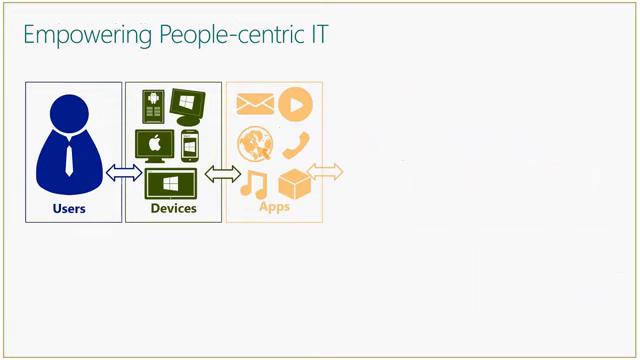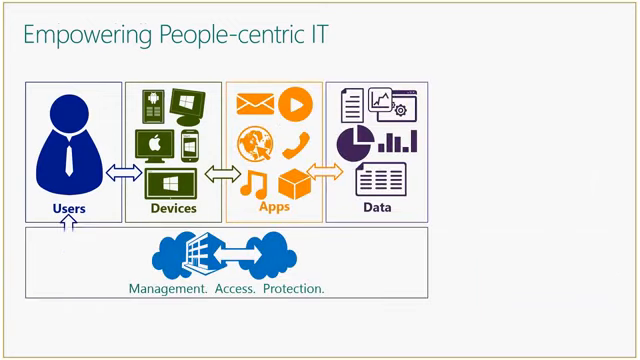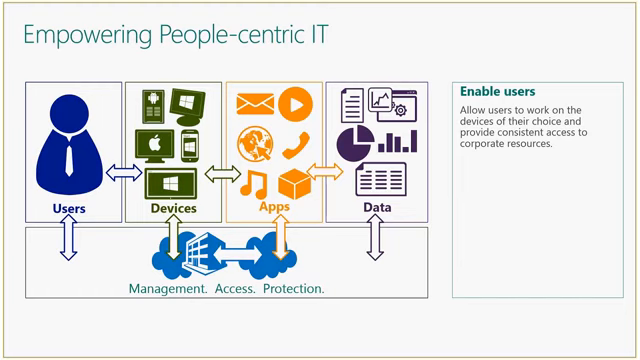So our approach to enterprise mobility is by empowering people-centric IT. We think about all those users, devices, apps, and data in three ways: management and control, access control, and protection of the information that is in those devices. We want to enable users to be able to work on the device of their choice and give them a consistent experience across all of those. We want to protect the data, both in terms of the access control as well as in transit and sitting at rest on those machines.